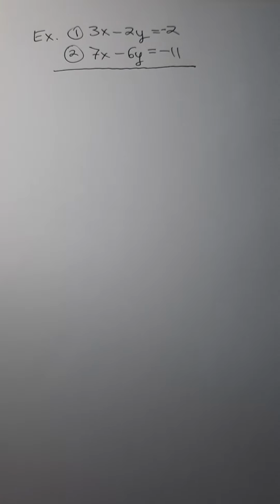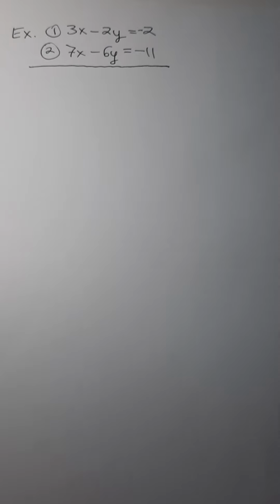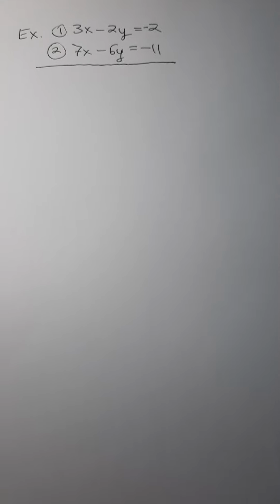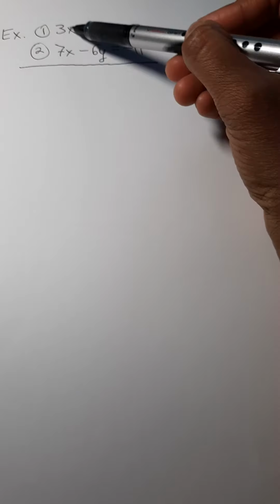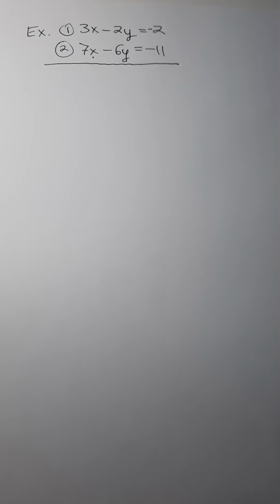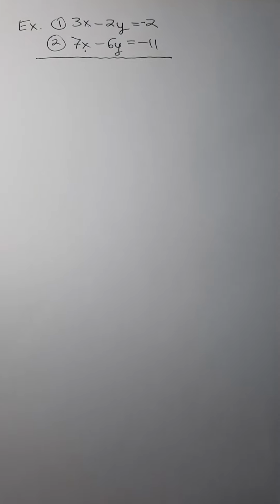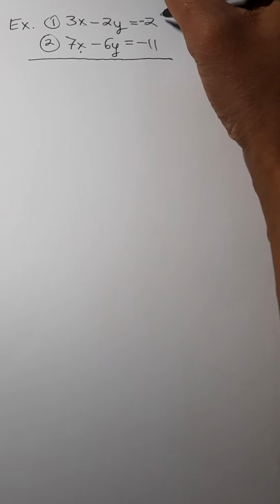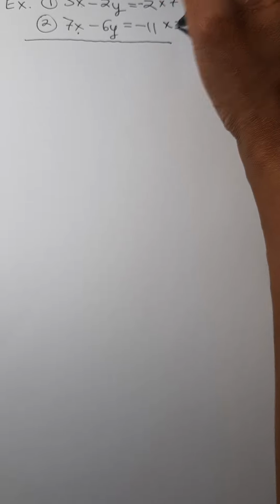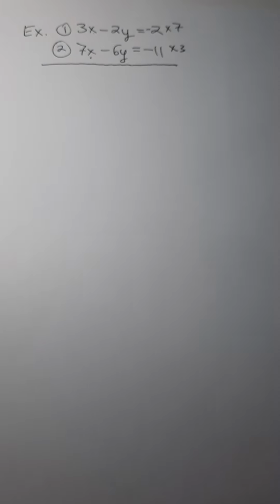Okay, so I'm going to put the equal sign. So one more time, when you're doing elimination, we're just seeing if one of the x or the y values cancel out by adding or subtracting the equations. This is 3x and 7x. This is negative 2y, negative 6y. And I notice nothing cancels out. Okay, so what we're going to do is try to cancel out the x's. So let's multiply the first equation by 7 and the second equation by 3.